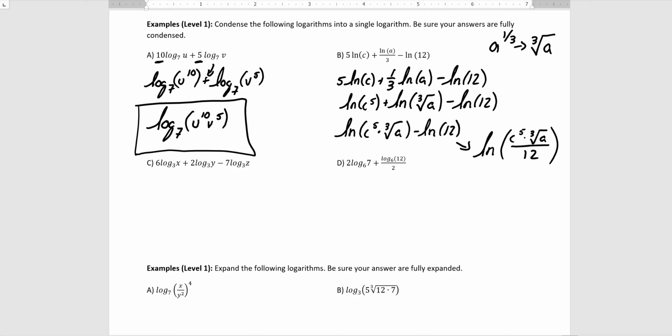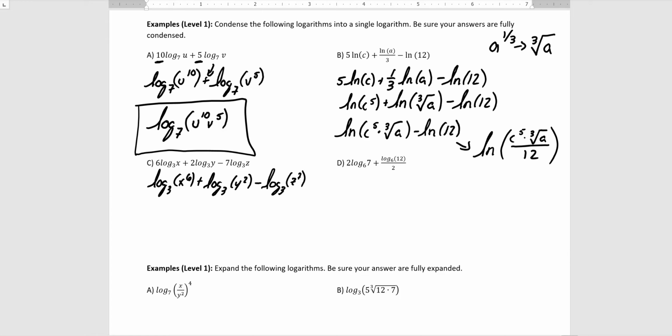All right, let's go ahead and see how we did with letters C and D. So first, looking at letter C, we have 6 times log base 3 of x plus 2 times log base 3 of y minus 7 log base 3 of z. So let's go ahead and take care of all these coefficients first. So this is going to be log base 3 of x to the 6th plus log base 3 of y squared minus log base 3 of z to the 7th.